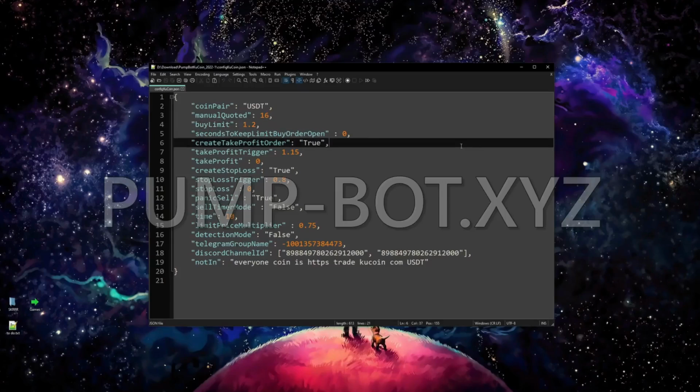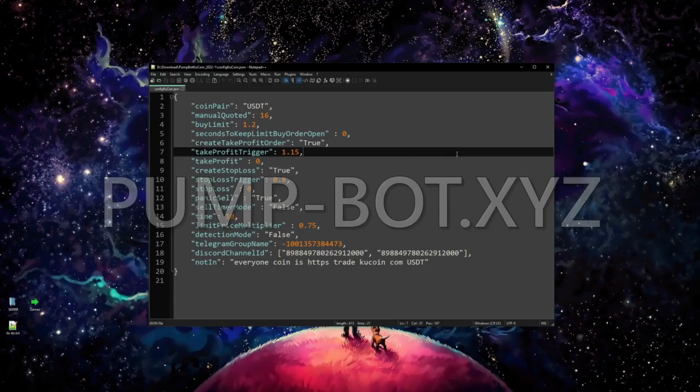Create limit sell order, or in case of Binance, create OCO order, is a feature which, if set to true, PumpBot will set two orders, one to take profit at a specific price and the other is stop loss. Then, if you set take profit trigger to a value, PumpBot will place the limit sell order which is equivalent to the buying price multiplied by the number in take profit trigger. For example, if you use take profit trigger 1.5, PumpBot will place the sell order with profit 50%. If the price is hit, you will sell all your coins with profit 50%.